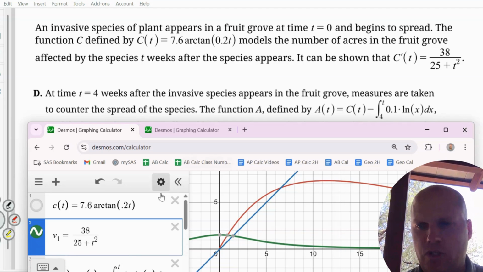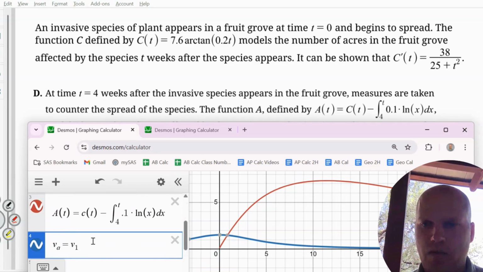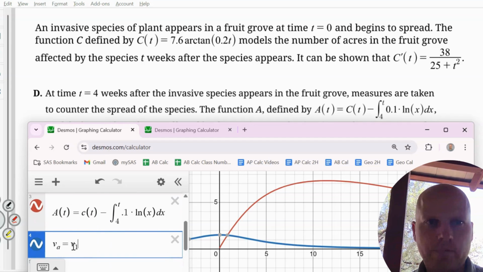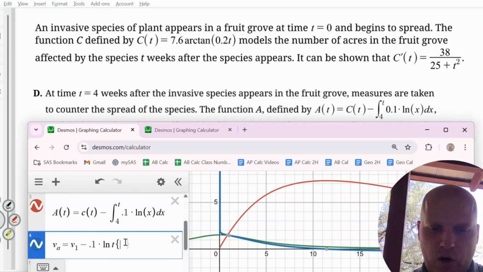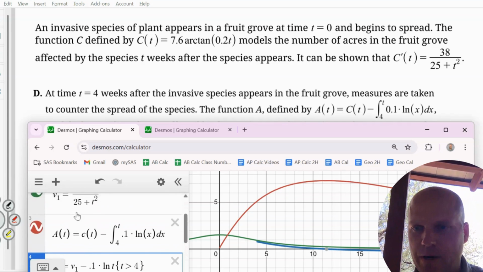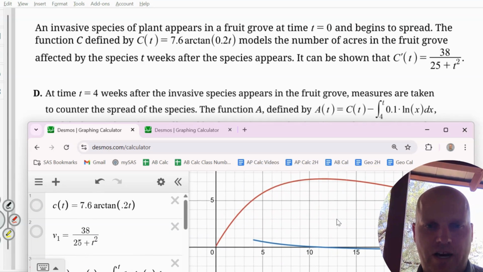Maybe I say it's V1, 25 plus t squared. And obviously you don't have to do this; you can type this into the integral. But the velocity of 1, and you can see it's on top of the graph, minus 0.1 times the natural log of t. And we really only want this for t's greater than 4. We're really going from 4 to 36. I'm going to keep that, but I'm going to hide the c prime. And I get this graph right here.